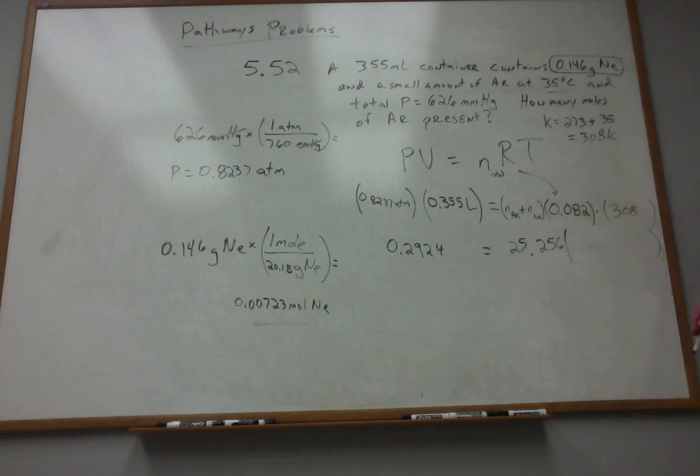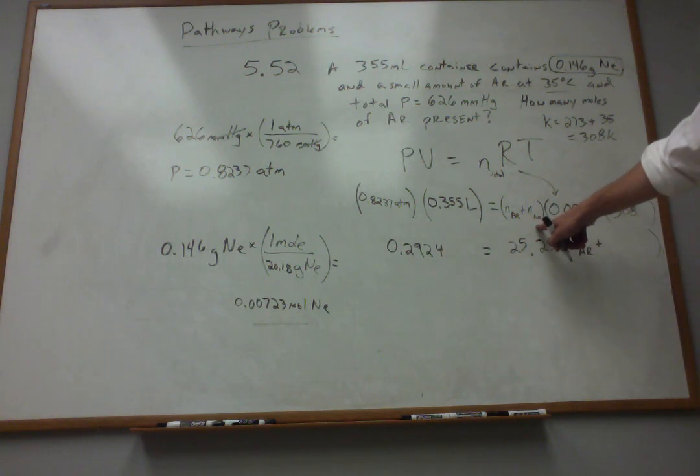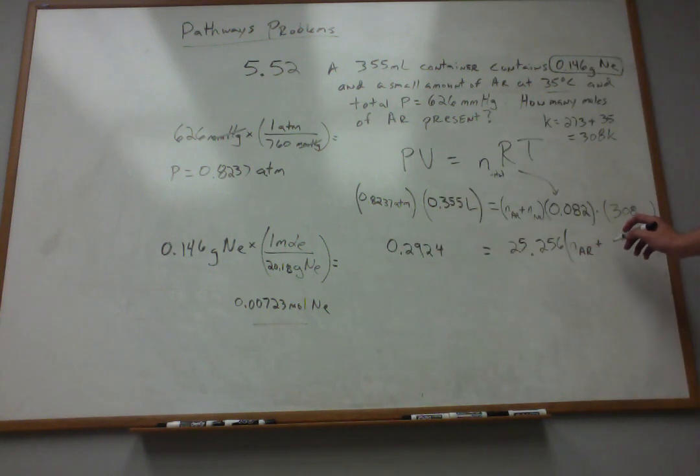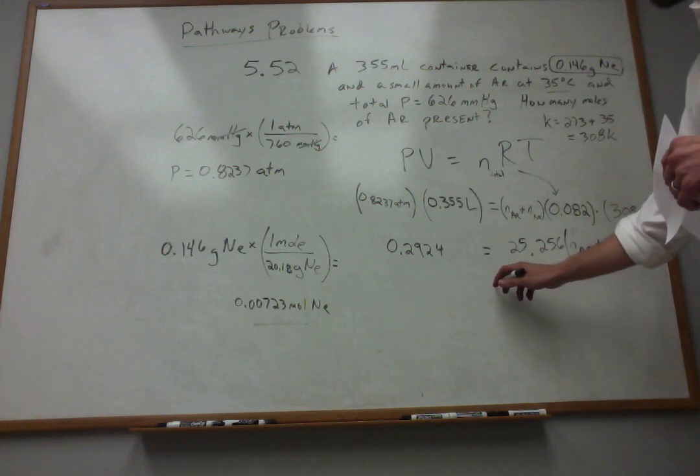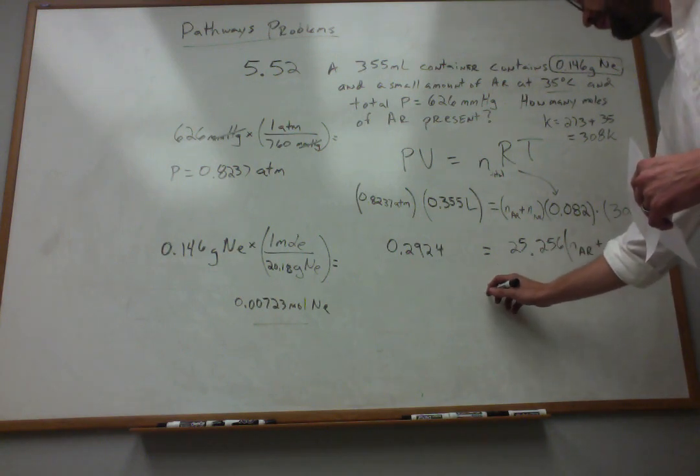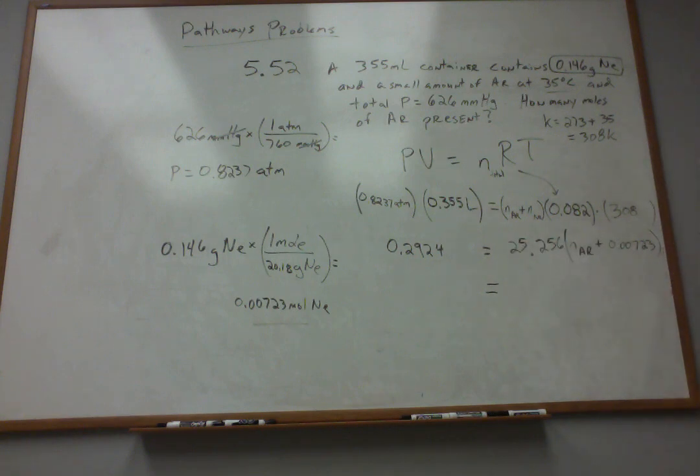And I'm going to multiply that by NAR plus NNE, the number of moles of neon. But instead of this variable, I'm going to plug in that number, because I know that I've got 0.00723 moles of neon. I was told that essentially in the problem. This makes things much nicer now because we only have one variable. It's the number of moles of argon that's present in our system. We can basically rearrange this equation now and solve for this.